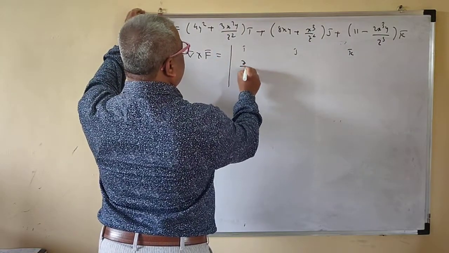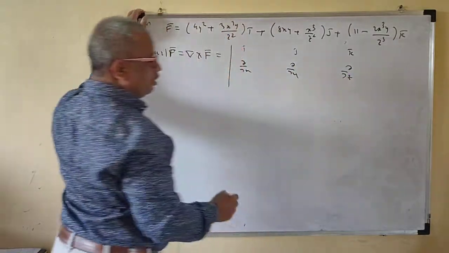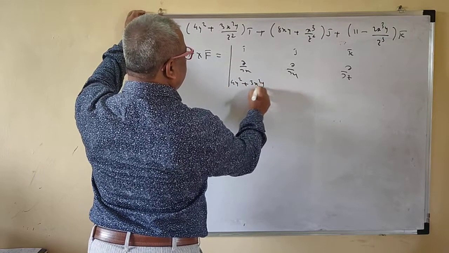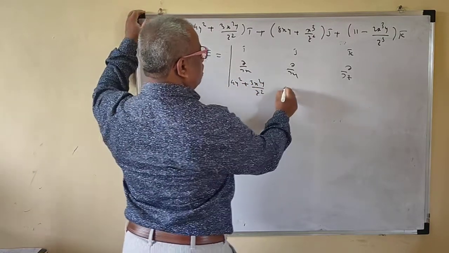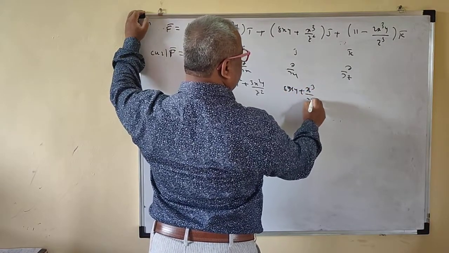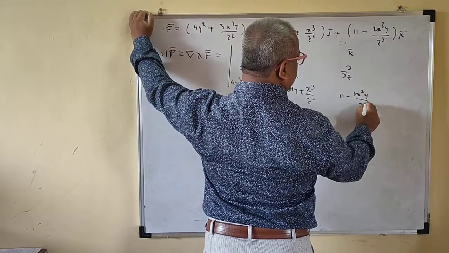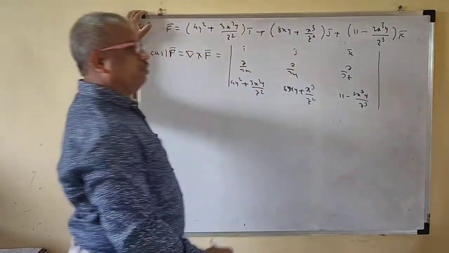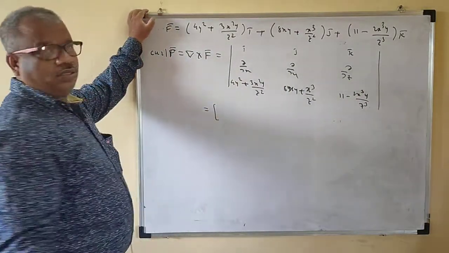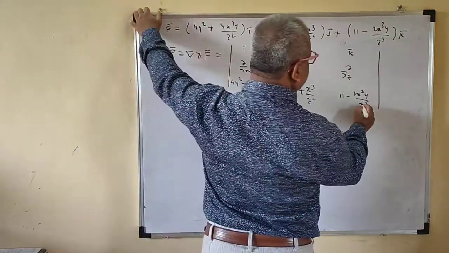So this is ∂/∂x, ∂/∂y, ∂/∂z, with components 4y² + 3x²y/z², and so on. Write the components correctly, because if the components are not correct, you will not get a conservative vector field even if it is conservative. Now we'll find the first component.